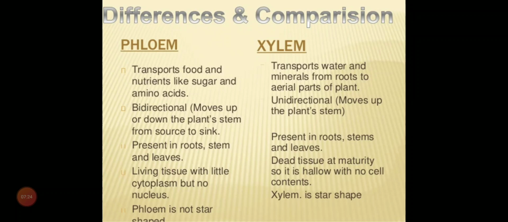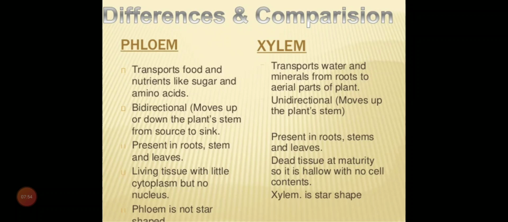And phloem is present in roots, stem and leaves. Xylem is also present in roots, stems and leaves. And phloem is living tissue with little cytoplasm but no nucleus, whereas xylem is dead tissue at maturity, so it is hollow with no cell content. I will show you the diagram of how this xylem looks, with a deep hole in the middle, which is known as hollow. Now phloem is not star shaped but xylem is star shaped.